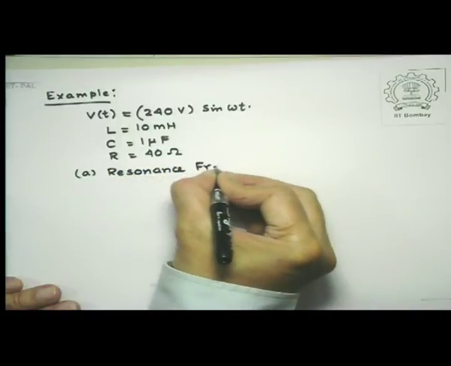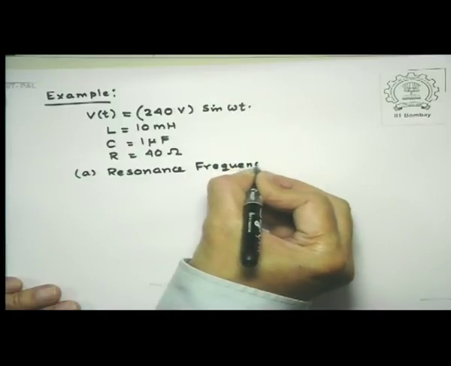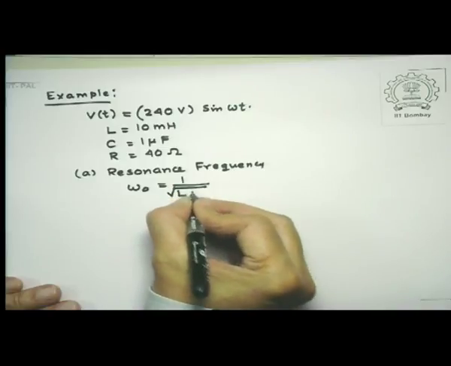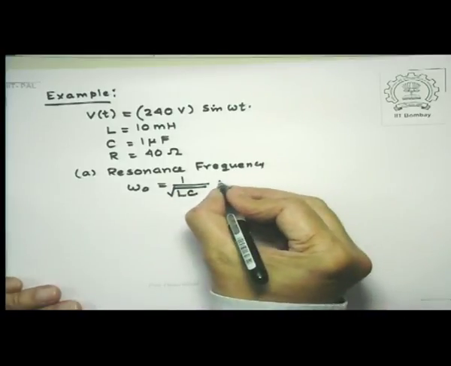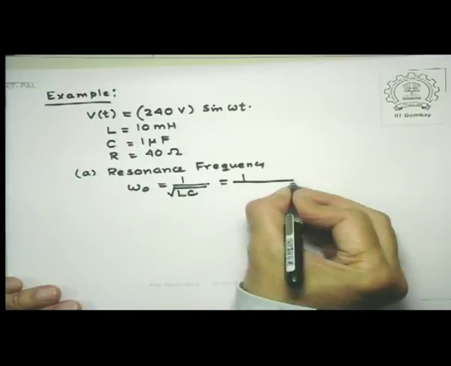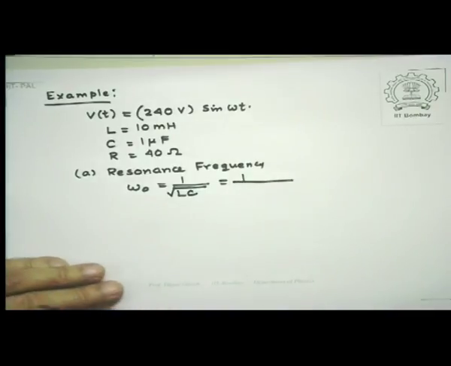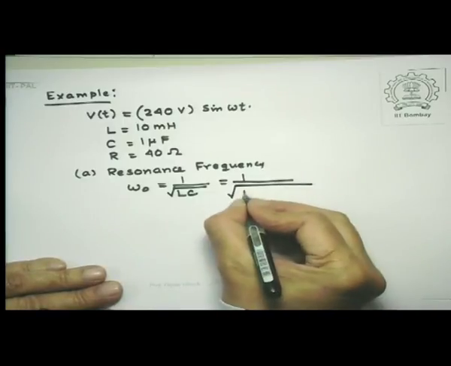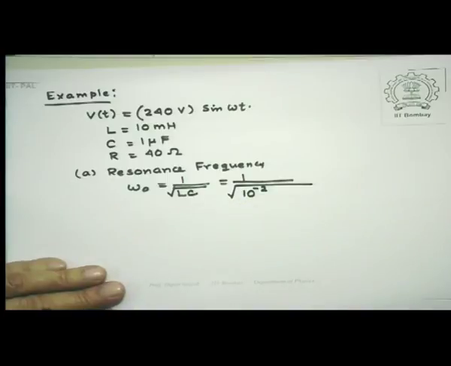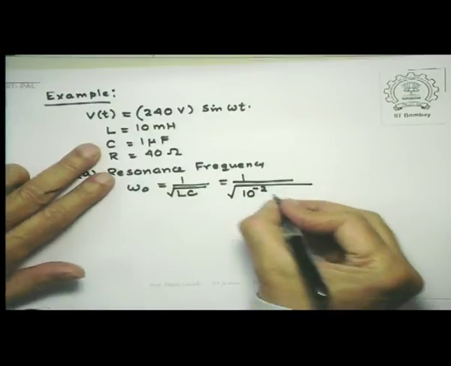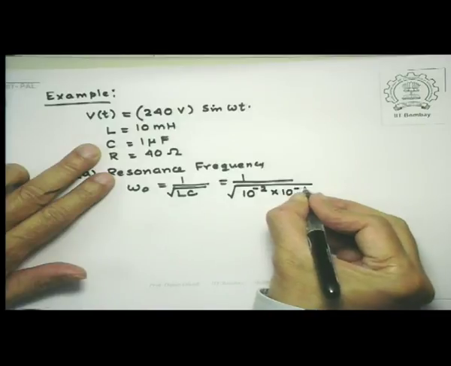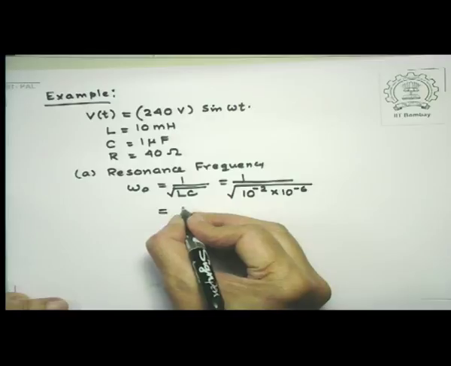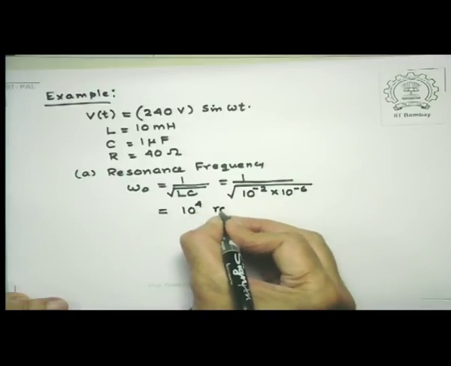Resonance frequency of the circuit is given by omega 0 equal to 1 over square root of LC. So L is given to be 10 millihenry, so that it is 10 to the power minus 2 Henry. C is 1 microfarad, meaning thereby 10 to the power minus 6. So taking square root, it is 10 to the power 4 radians per second.